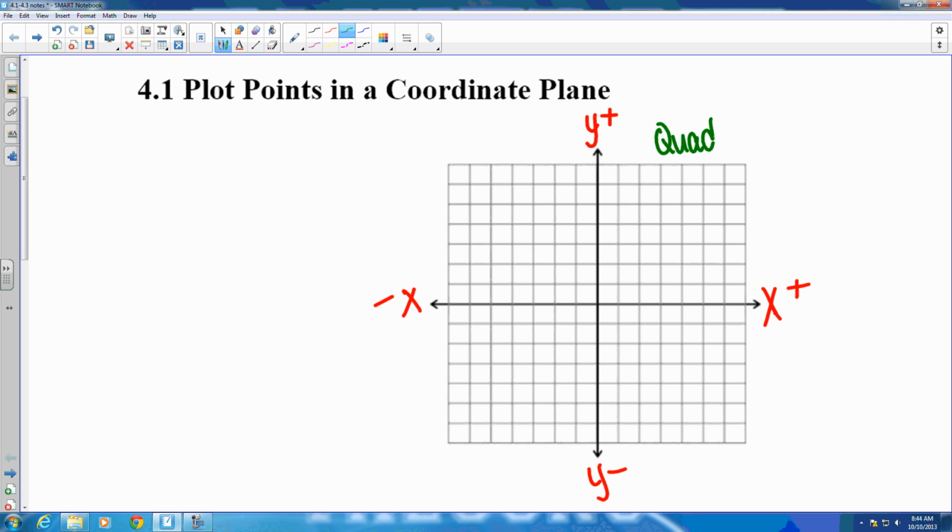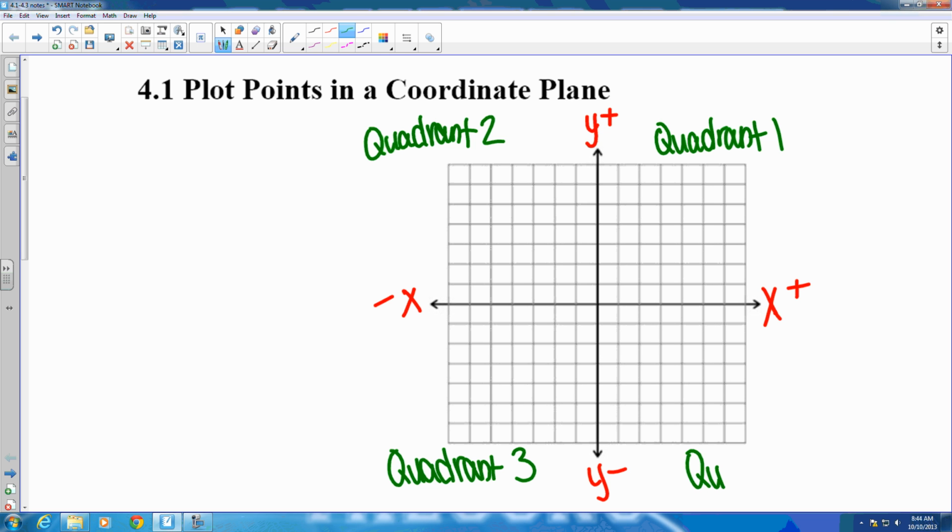And then we go counterclockwise. We have quadrant 2, top left, quadrant 3 in the bottom left, and quadrant 4 in the bottom right.